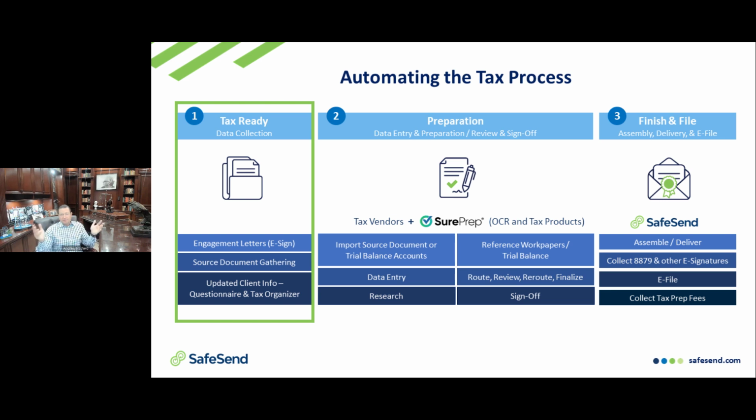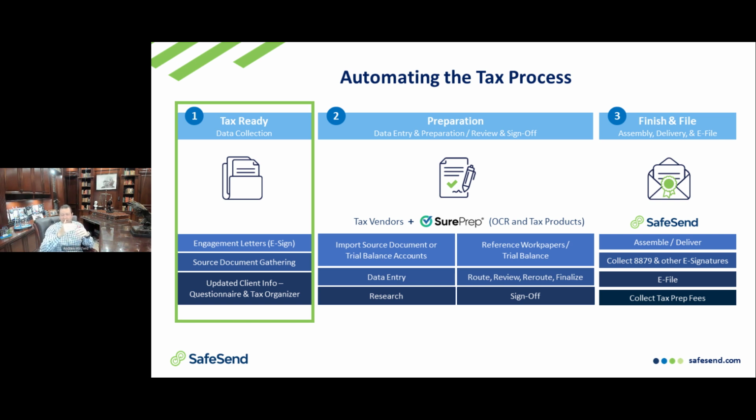And if you look at the bigger picture, automating the tax process, the way that we think about it, and maybe the most common industry terms would be, the front end, right? Getting everything you need from the client to go to the middle part, which is the preparation and review, preparing the returns and getting those ready. And then going to the back end, which would be delivering the returns, getting the 8879 signed and getting the tax returns filed.